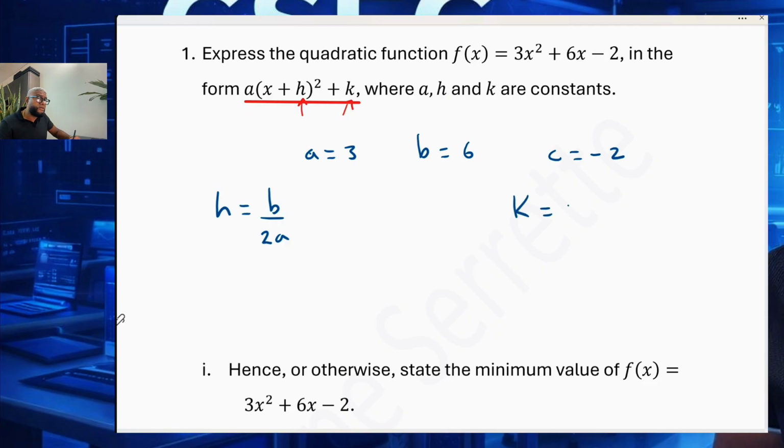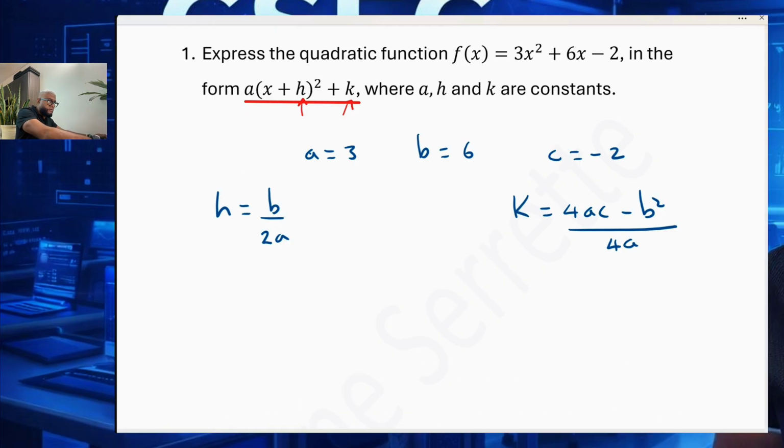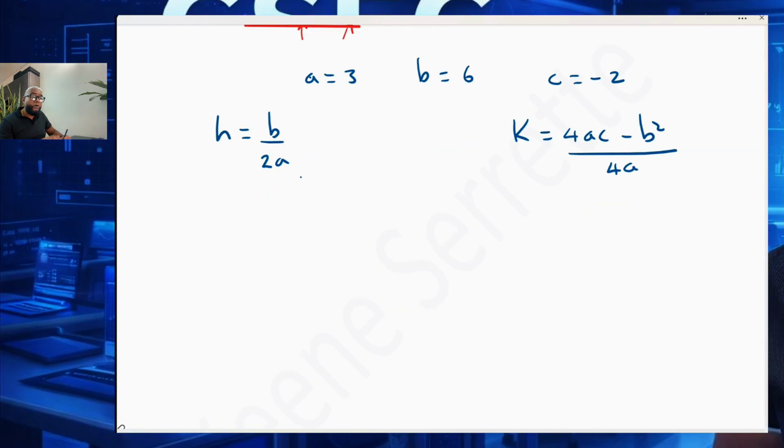And on this side, we'll do k. k is equal to 4ac minus b squared all over 4a, not 2a. 2a is the quadratic function, right? Let's work. All right, so we mean 4ac. So let's work. h would be equal to b, which is 6, over 2 by a, which is 3. So this will be 6 divided by 6. h will be equal to 1. We winning or we losing?